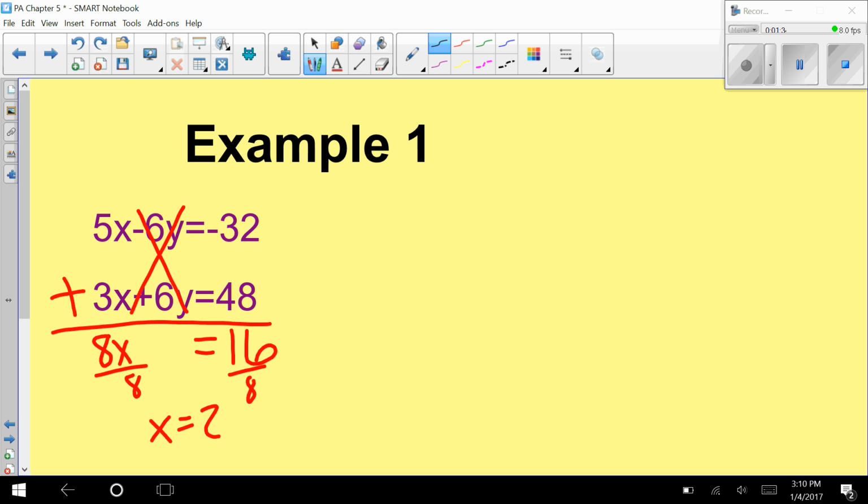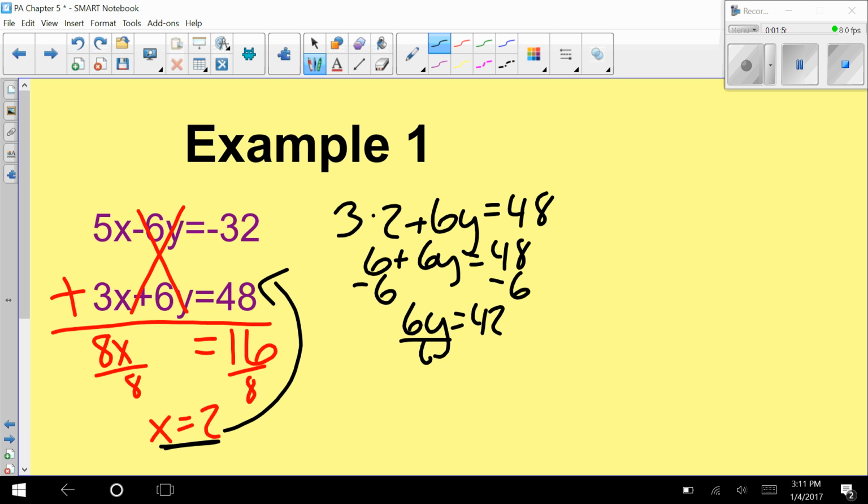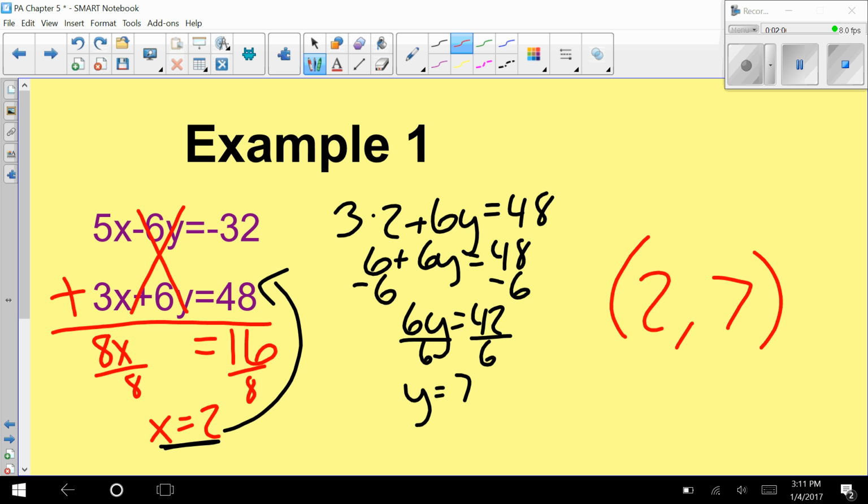Now I take this number, plug it into either of my original equations. It does not matter. I'm going to plug it into 3x plus 6y. So 3 times 2, because x is 2, plus 6y equals 48. 3 times 2 is 6, plus 6y equals 48. Subtract the 6 off of both sides. 6y equals 42. Divide by 6, so y equals 7. My solution should be 2, 7.